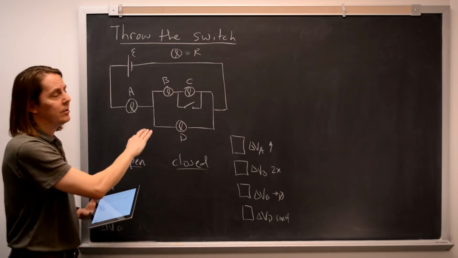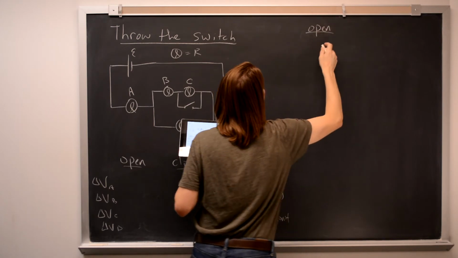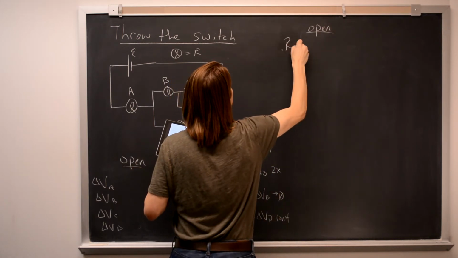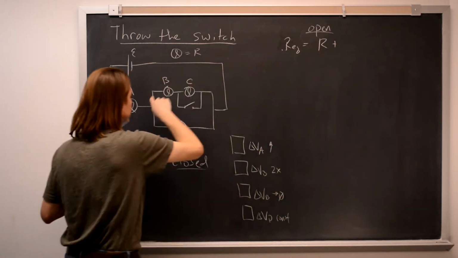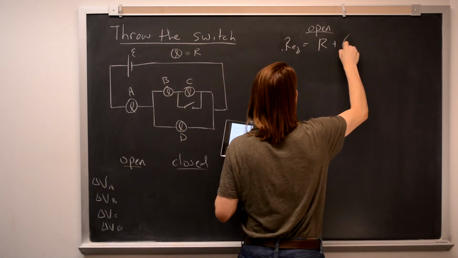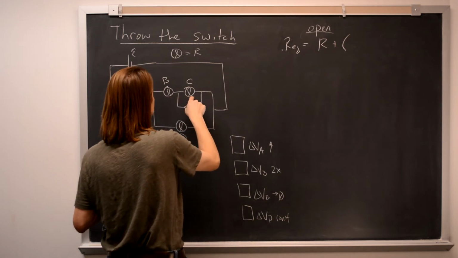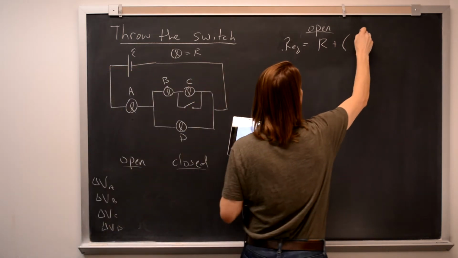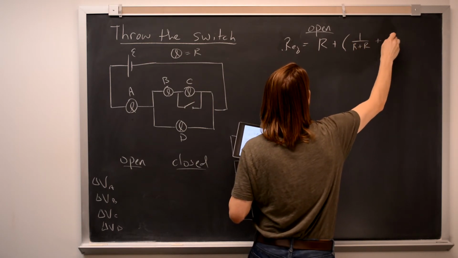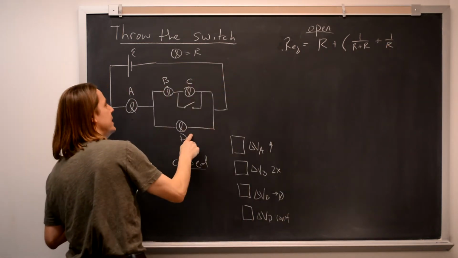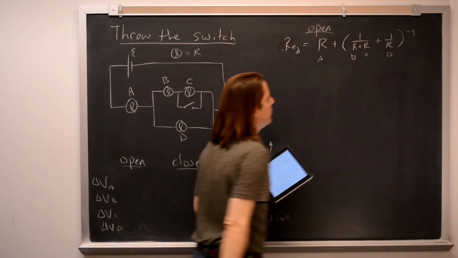Okay, same strategy as before. We start by analyzing the entire circuit by getting the equivalent resistance when it's open. The equivalent resistance is R in series with two things in parallel, or two branches in parallel. So 1 over this branch, so 1 over R plus R, plus 1 over R or D. So this is (A, B, C, D) to the minus 1.